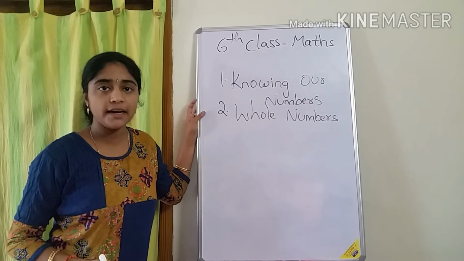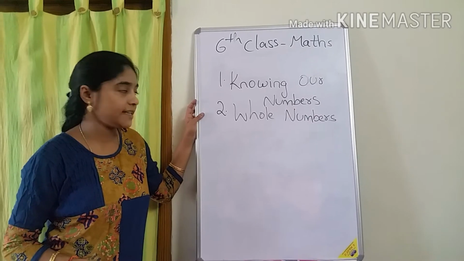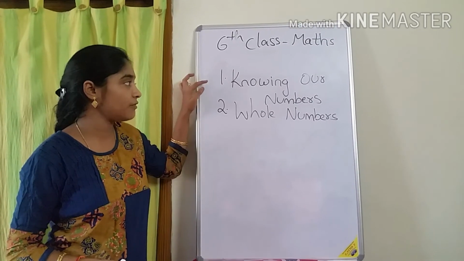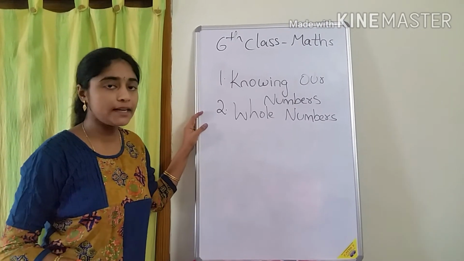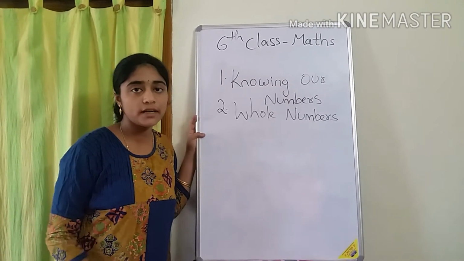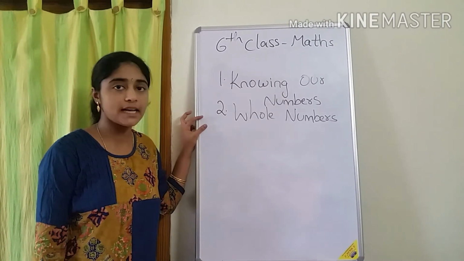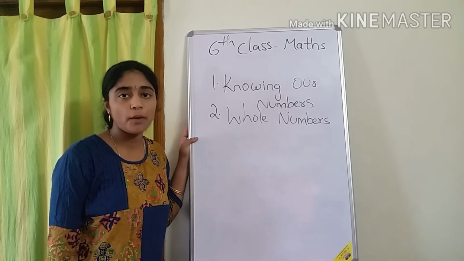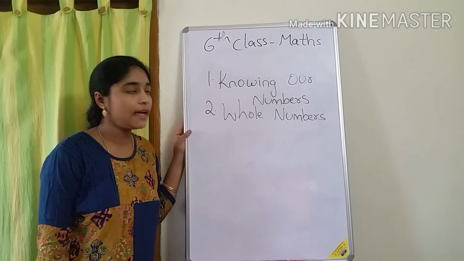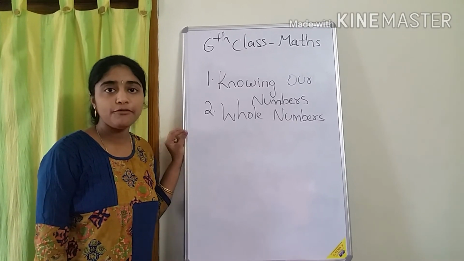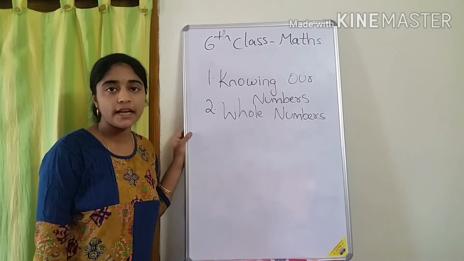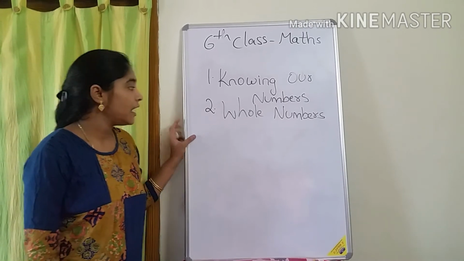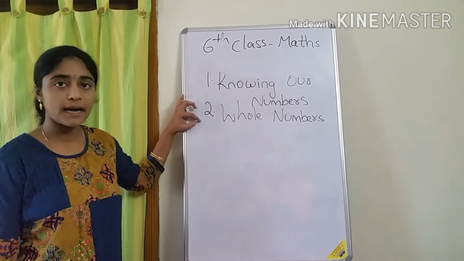That is, estimating the given number to the nearest tens, hundreds and thousands. That is our first chapter. And the second chapter is whole numbers. Whole numbers means what? 0, 1, 2, 3 and so on. These numbers are called whole numbers. In this whole numbers chapter, we discuss some properties, that is associative property and commutative property, and few identities also, that is addition and multiplication identities.